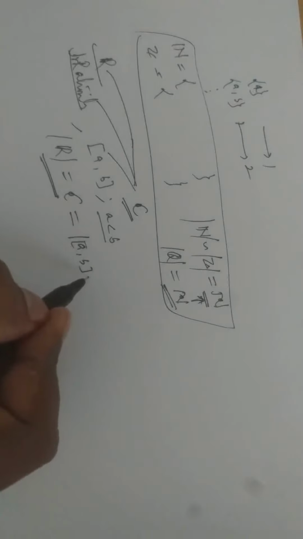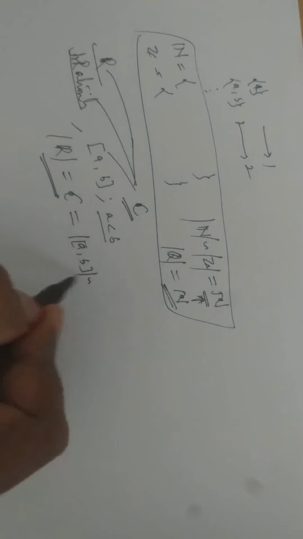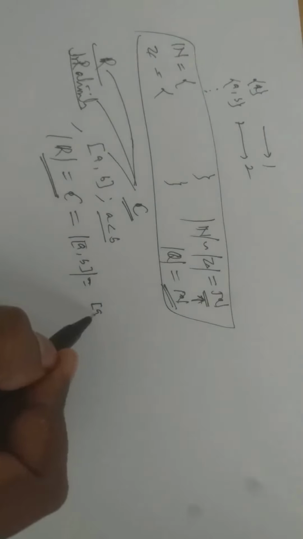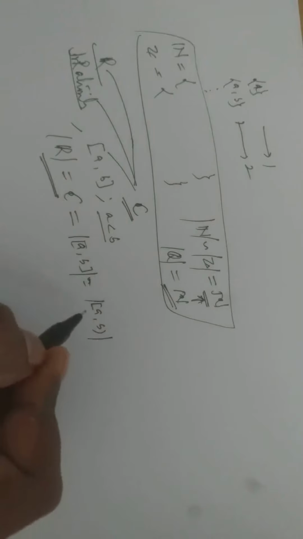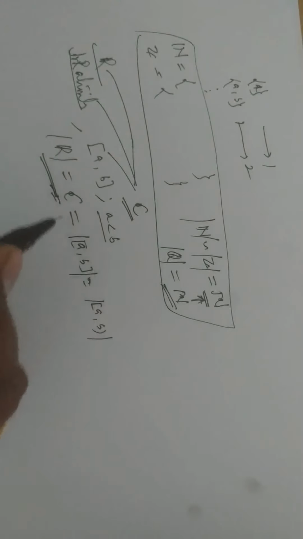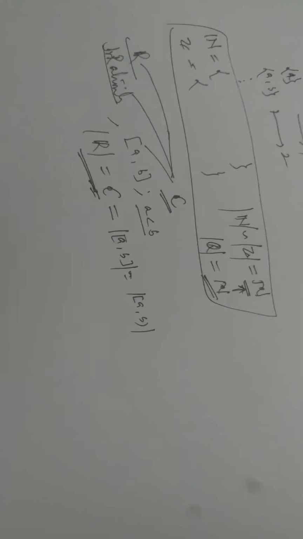a closed interval, or else any interval. You can say the cardinality of this is equal to continuum. Is it clear? Then we move on to some arithmetic of cardinality. That means how to add.